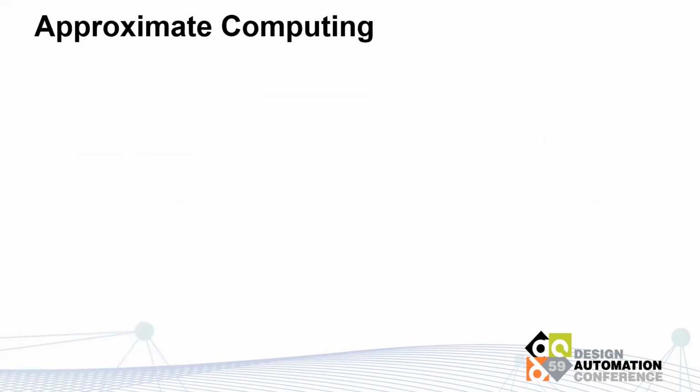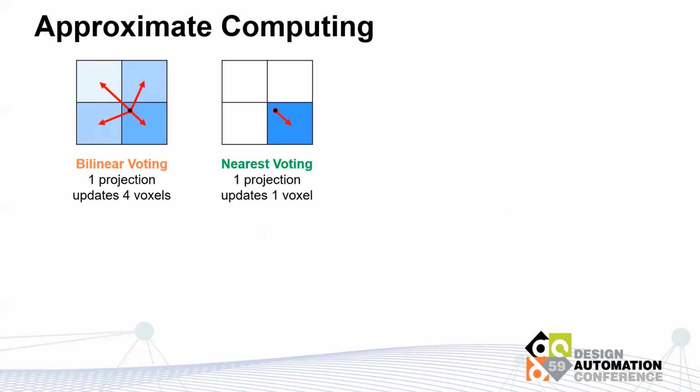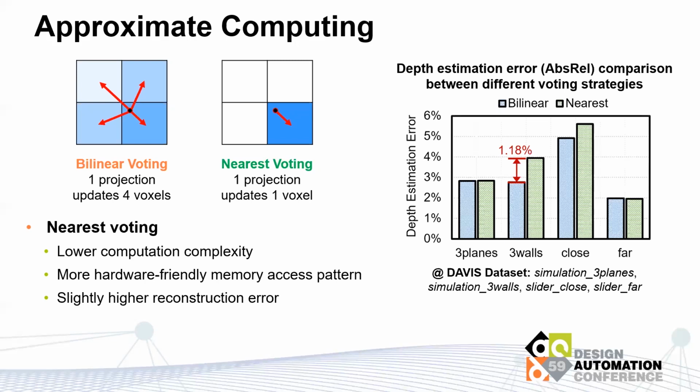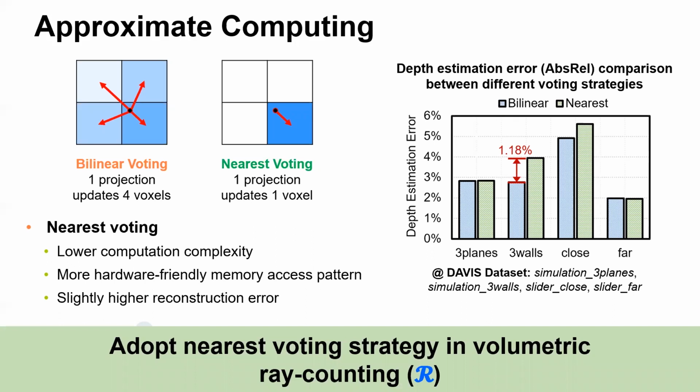The second optimization approach is approximate computing. When counting the number of back projection rays that go through each DSI voxel, there are two voting strategies. Among them, nearest voting has lower computation complexity and a more hardware-friendly memory access pattern. Through our evaluation on the Davis dataset, nearest voting only got slightly higher reconstruction error compared with bilinear voting. Therefore, we adopt nearest voting as an approximating strategy in the volumetric ray counting task.